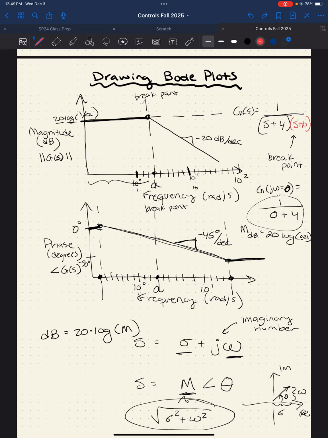So if I have g of s equals 1 over s plus 10, where is my breakpoint? It's going to be at 10. Beautiful. Yep. So I'm going to draw my breakpoint line. And then I need to find my low frequency asymptote, which is going to be what?